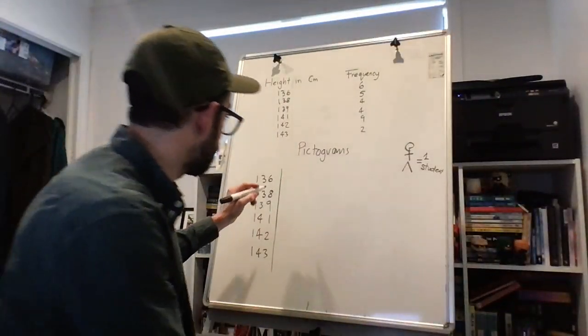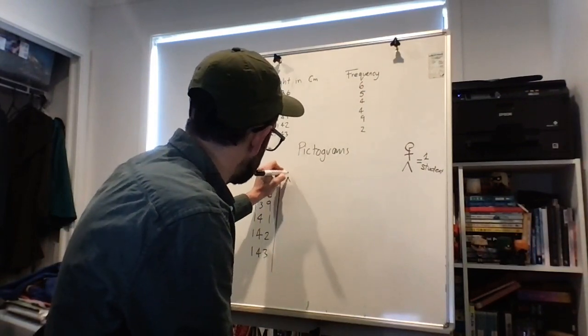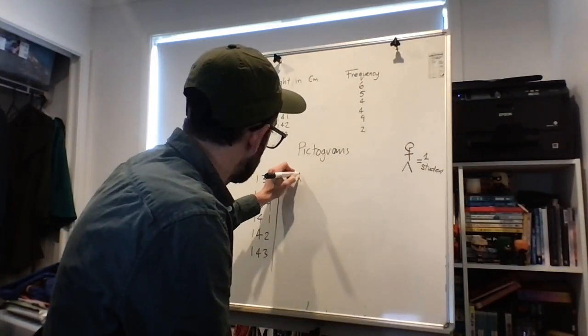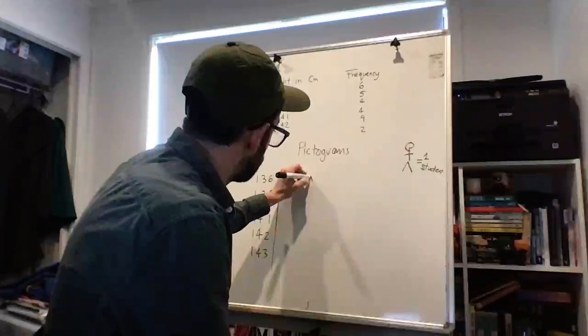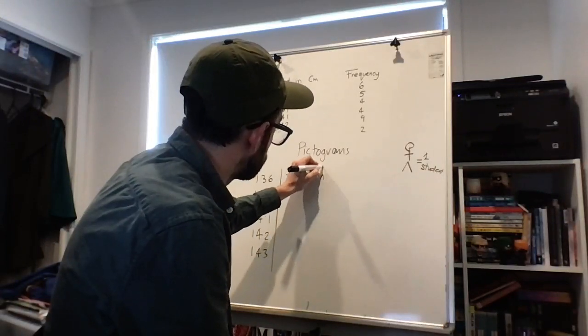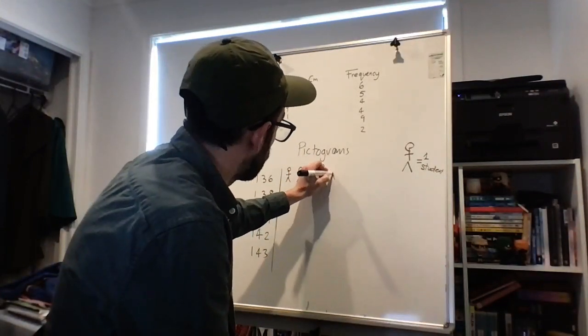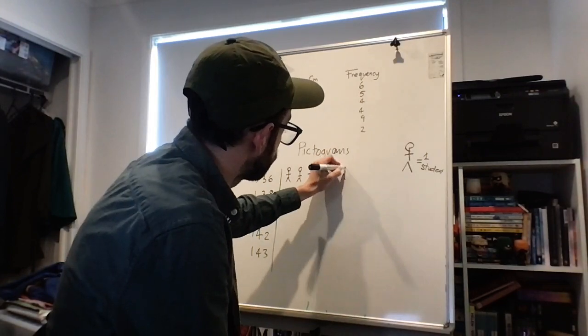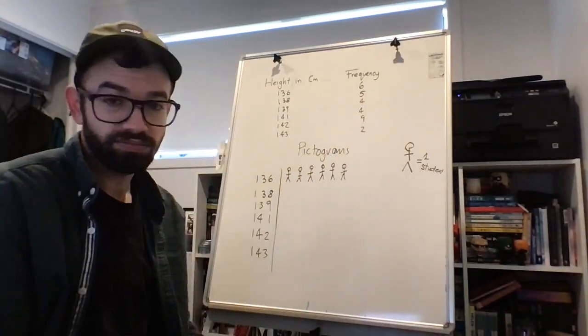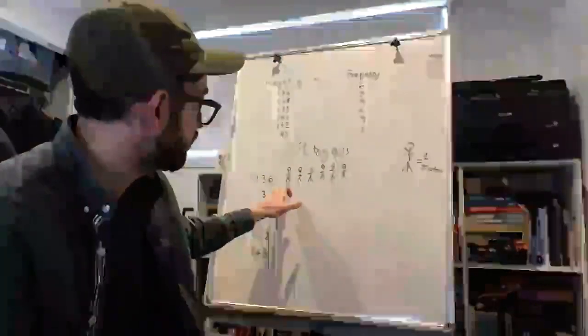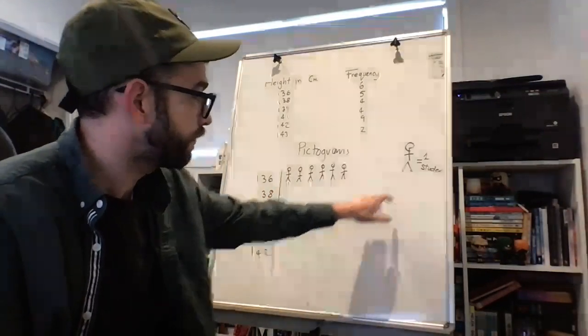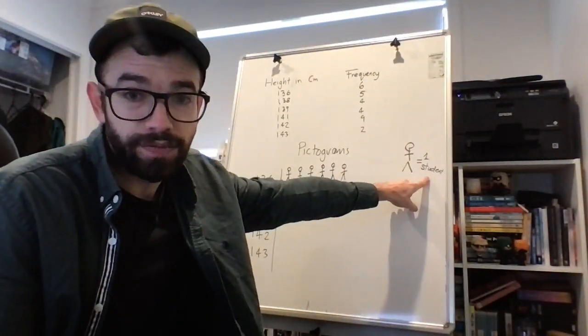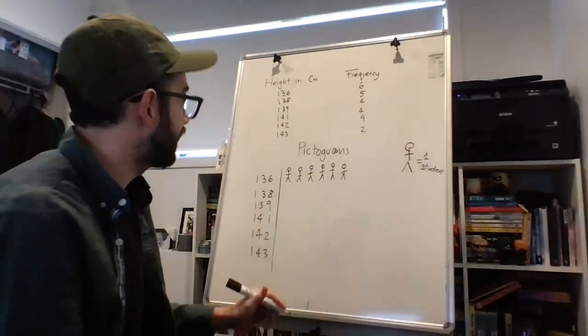So let's do the first one, 136. It means I'm going to have to draw 6 people because the frequency was 6. Really straightforward. So that then says we've got 6 different stick figures. We look at our key: 1 stick figure equals 1 student. Okay, let's do the other ones.